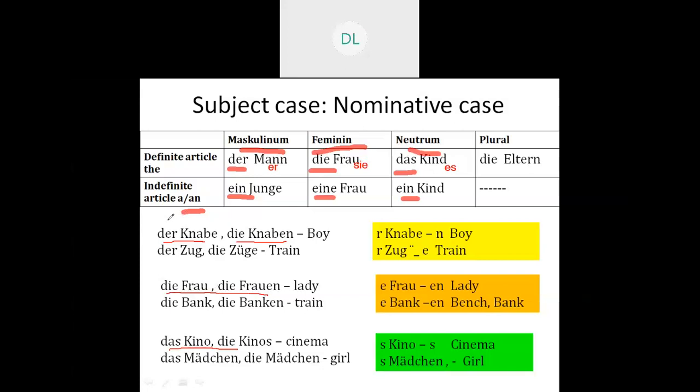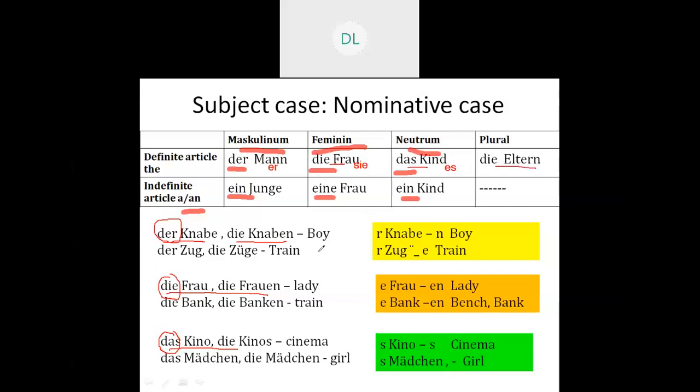Very much pay attention here. This is your der, this is your die, and this is your das. Der indicates masculine, die indicates feminine, and das indicates neutral. And again for plural, I have die.